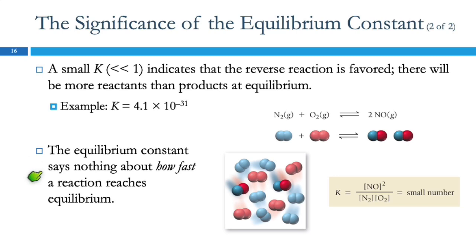The equilibrium constant, though, says nothing about how fast a reaction gets to equilibrium. It could happen in the matter of seconds. It could take years. The equilibrium constant says nothing about that.